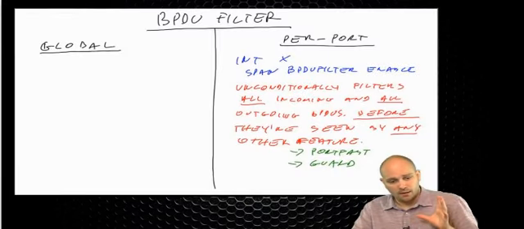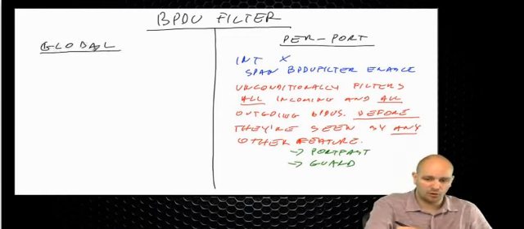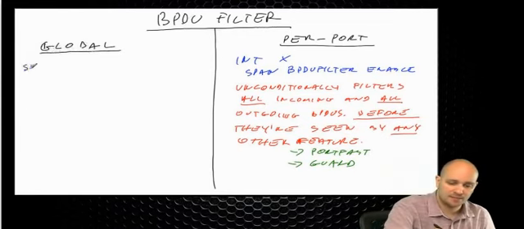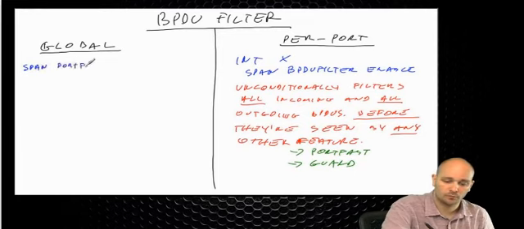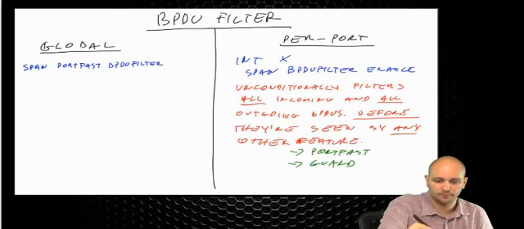Now, let's take a look at what BPDU filter does when it's configured globally. The command line for configuring the global BPDU filter is spanning tree portfast bpdufilter default. Apologies about that.